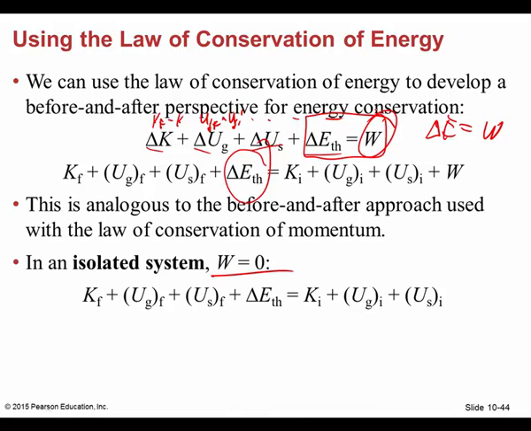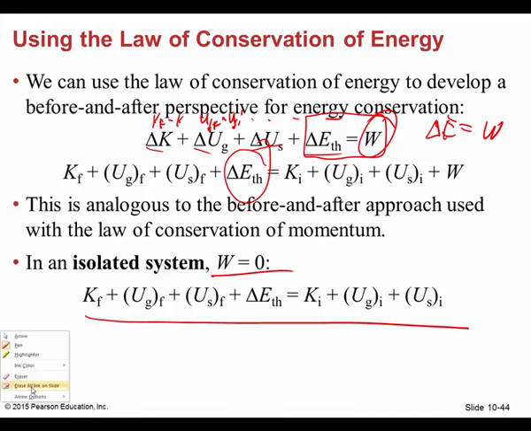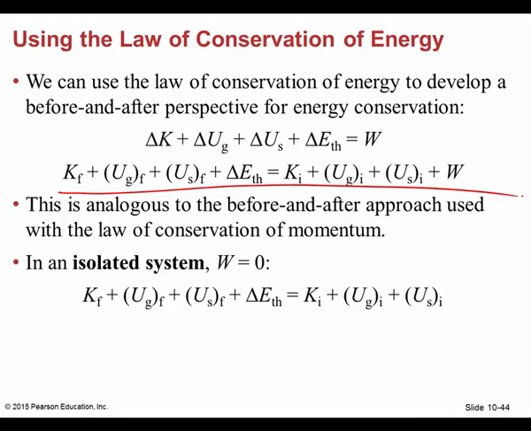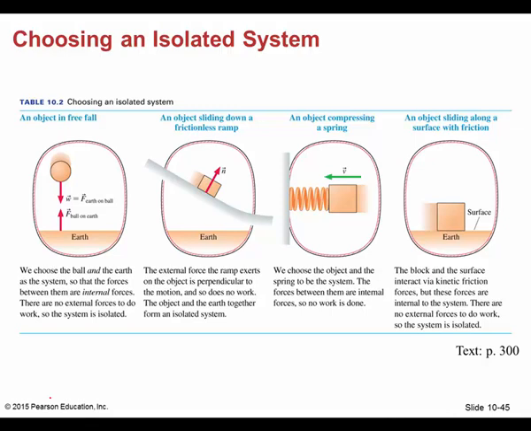And if it's an isolated state system, guess what? The work is equal to 0, so the equation simplifies to this right here. And so you might want to write these two different equations on your formula card. This one and then the one for an isolated state, what we call an isolated state. All right? Okay.